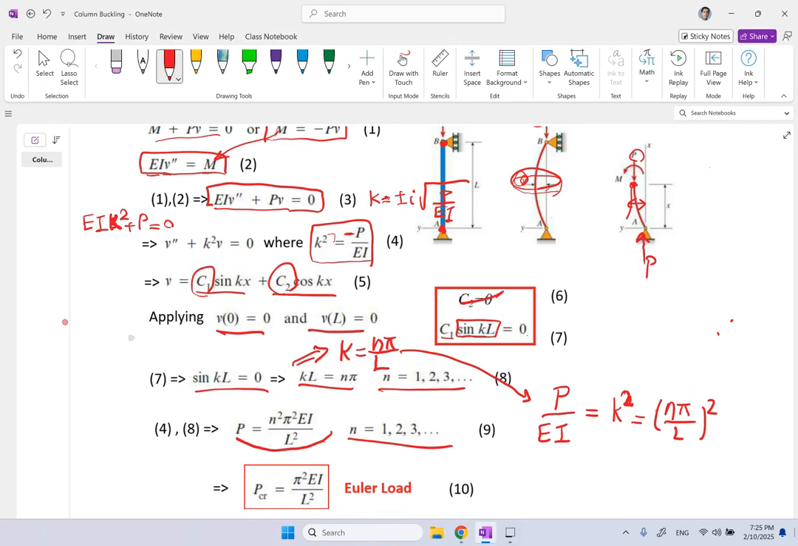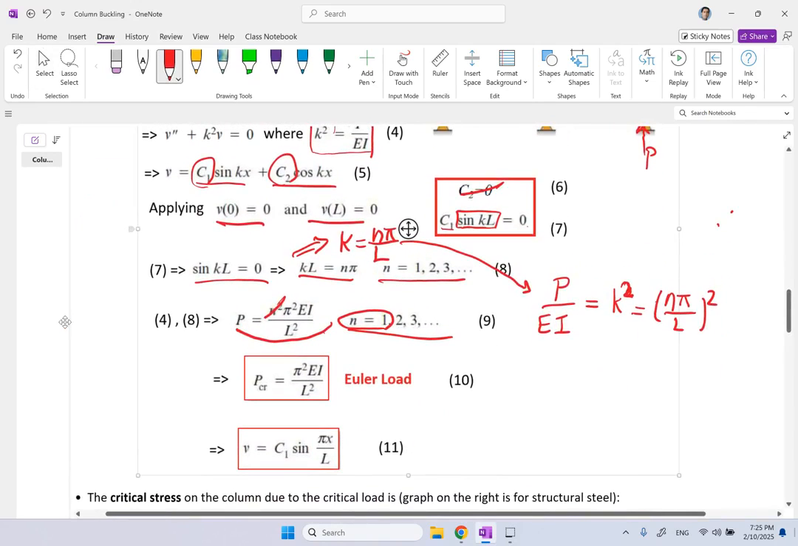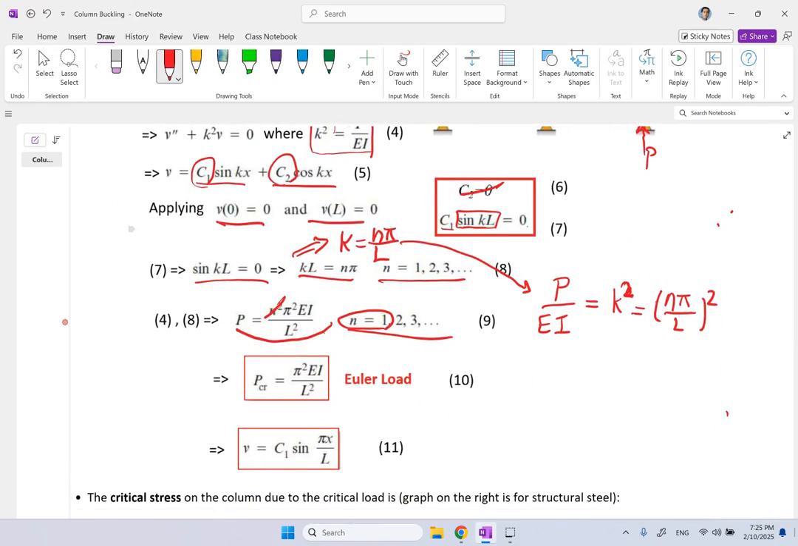Now, of course, if we want the smallest load that is valid in this solution, we should go for n of 1. So if you plug in n of 1, that's where you get your load, P critical, to be pi squared EI over L squared. This critical load is called the Euler load, and this formula is called Euler's formula.